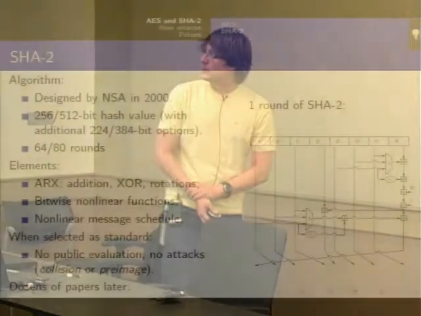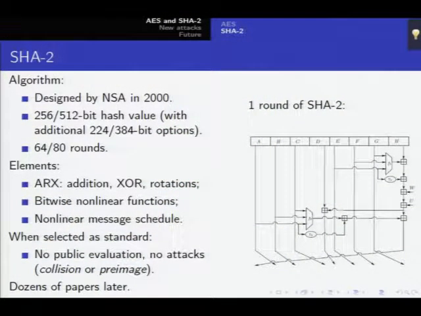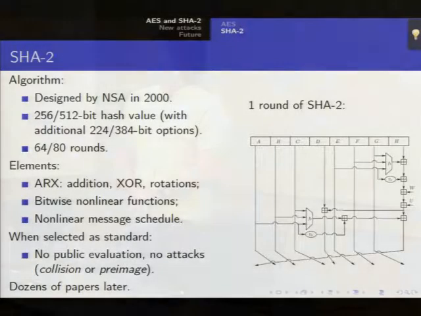That was quite a contrast to SHA-2 as a hash standard. It was designed around 2000 and adopted as a hash standard 2 years later. It has 4 versions, but we are mainly interested in two, the most important: the 256-bit hash value and the 512-bit hash value. The first one has 64 rounds, the second one has 80, and the structure is quite different and was actually inherited from earlier hash function design.